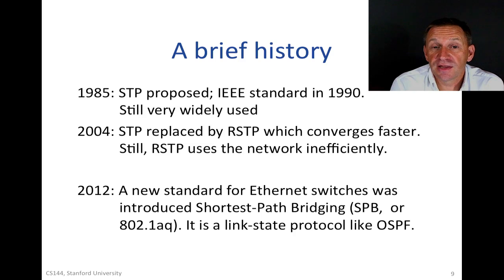So more recently, the shortest path bridging protocol was introduced just in 2012. And this uses our old friend, the link state algorithm, a little bit like Dijkstra's algorithm used in OSPF, in order to build a shortest path tree from each source to each destination. And so in the end, we've ended up with a method that is very similar to what's used at layer 3. This will probably be rolled out and more widely adopted over the next few years.